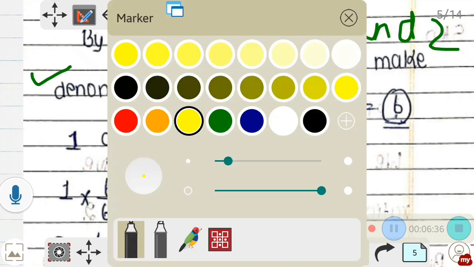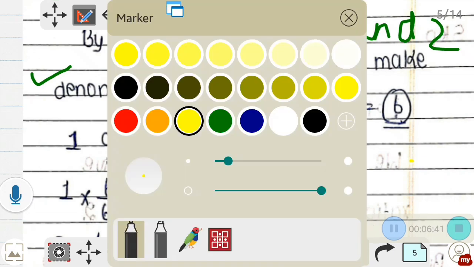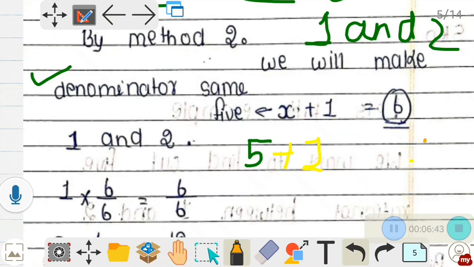5 rational numbers between 1 and 2. In the second method we want to find how many rational numbers there should be between them. So the answer is 5, so we will add 1 to it. 5 plus 1, which will be 6. So we will make the denominator 6.